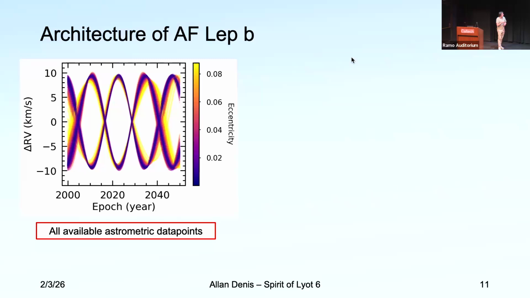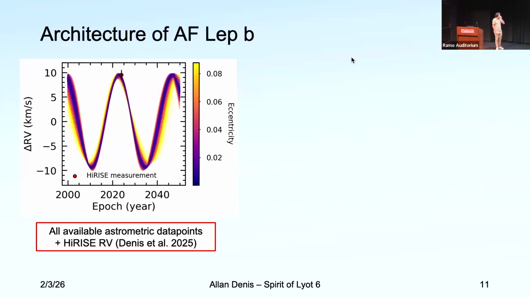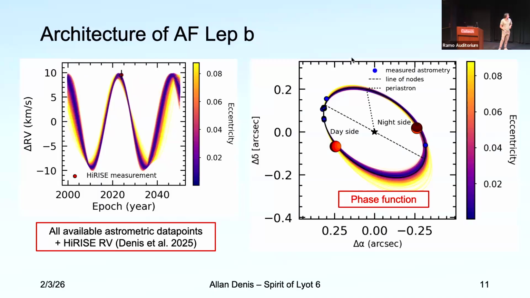And so adding the HiRISE Allan measurement, as I did here, we are able to rule out a whole family of orbital solutions, as you can see here. And so by doing so, we have the last ingredient to derive a full 3D orbital solution of the planet, which enables us to have the information of the phase curve of the planet at each epoch, which is particularly interesting for reflected light spectroscopy.